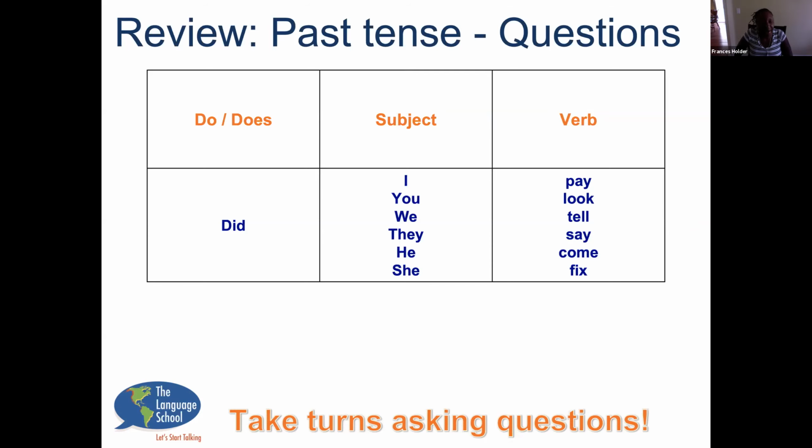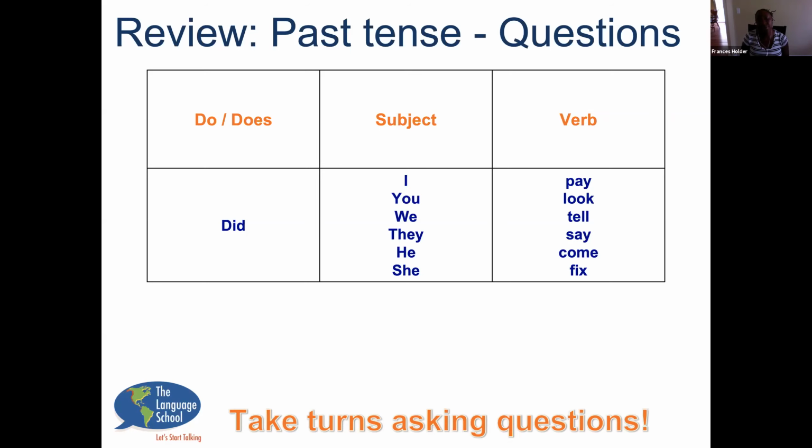I speak English as my native language, but I also learned Spanish and French when I was very young. So I speak Spanish and French, but English is my native language. Okay. All right.